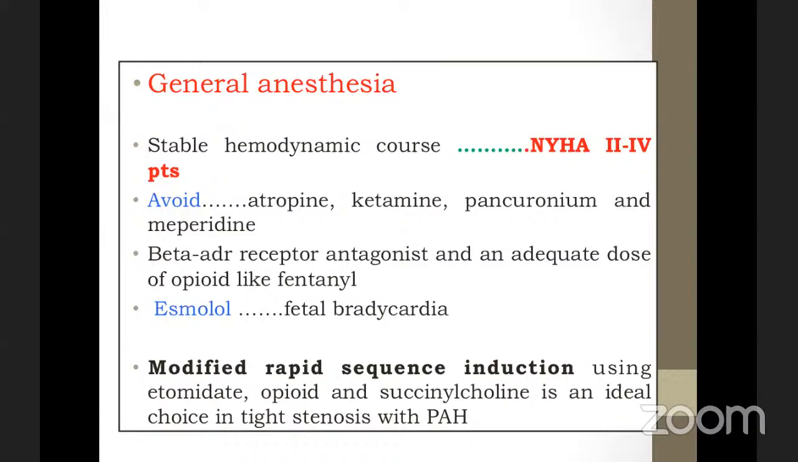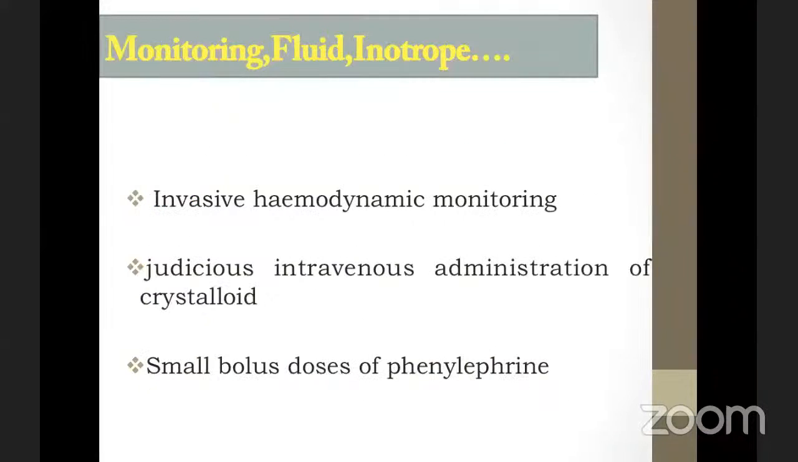For modified rapid sequence induction, one can go for etomidate, opioid, and succinylcholine. This is the ideal combination, especially in case of tight stenosis and a patient with pulmonary artery hypertension. Invasive hemodynamic monitoring is a must, especially an arterial line and a central venous catheter.